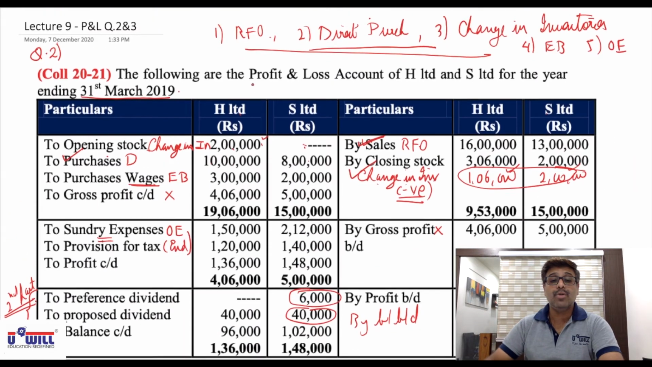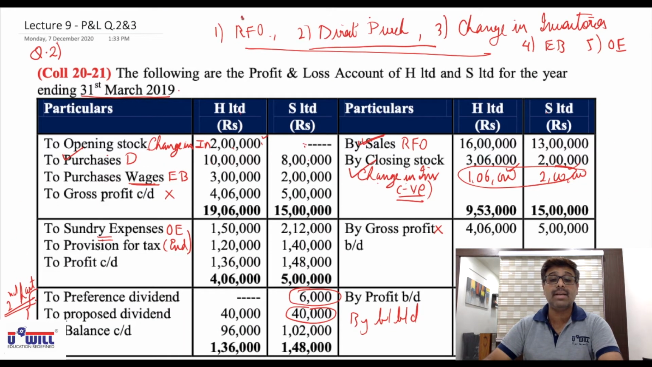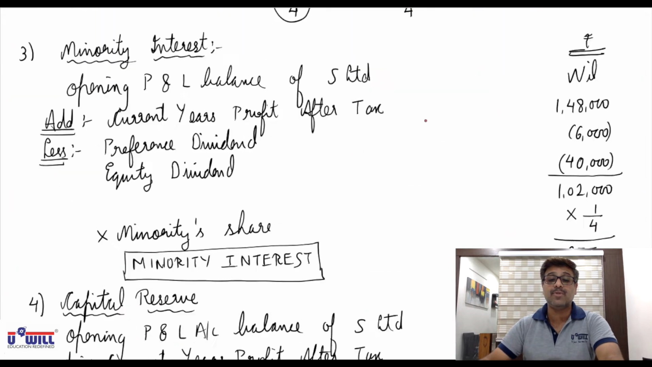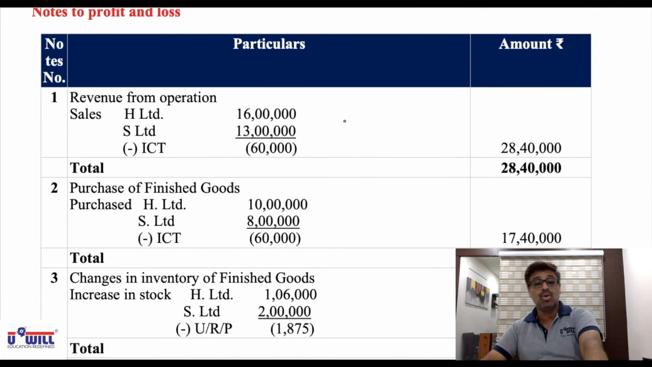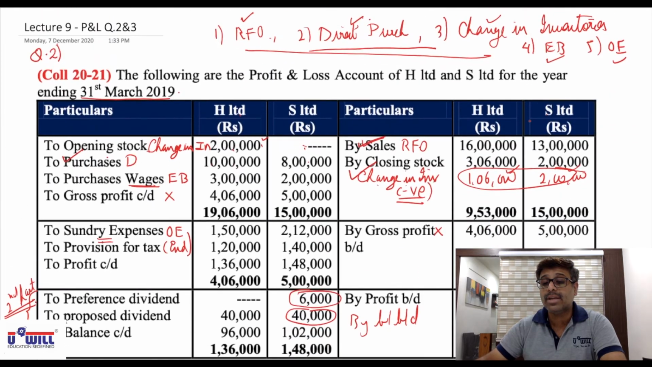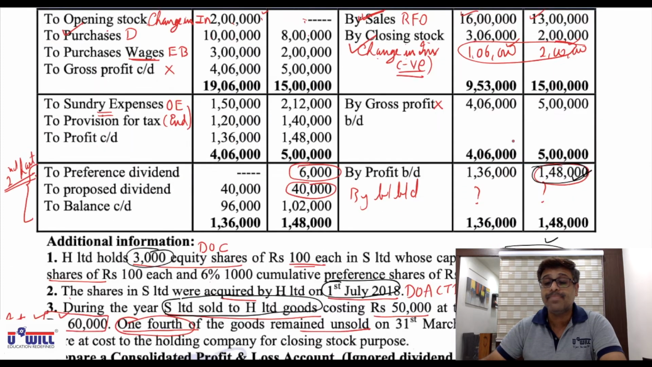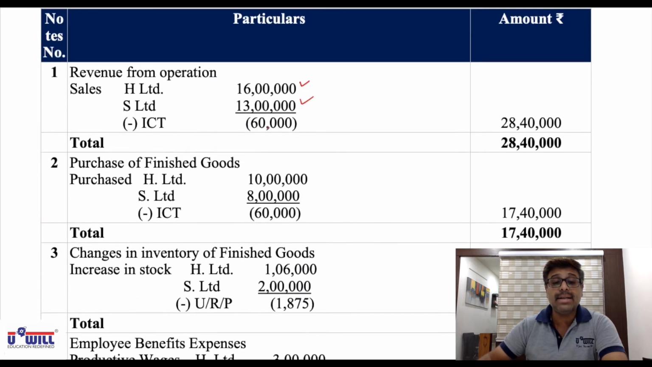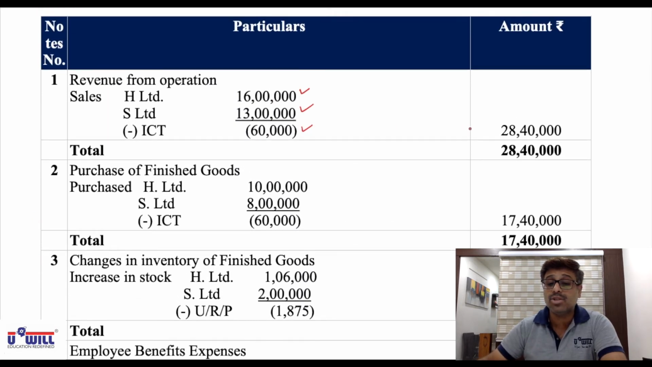As I said, 5 notes will come. Revenue from operation, purchases, change in inventories, employees benefit and other expenses. First, all of you check your notes. Revenue from operation, sales of H Limited is 16 lakhs, S Limited is 13 lakhs, okay, 13 and 16 lakhs you all can see. From that we have to minus intercompany transaction 60,000, so you all must get 28 lakh 40,000.